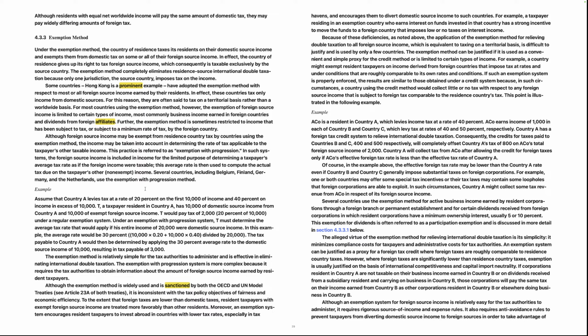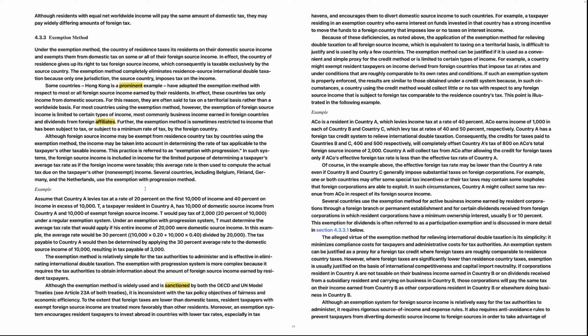If such an exemption system is properly enforced, the results are similar to those obtained under a credit system, because in such circumstances, a country using the credit method would collect little or no tax with respect to any foreign source income that is subject to foreign tax comparable to the residence country's tax. This point is illustrated in the following example.